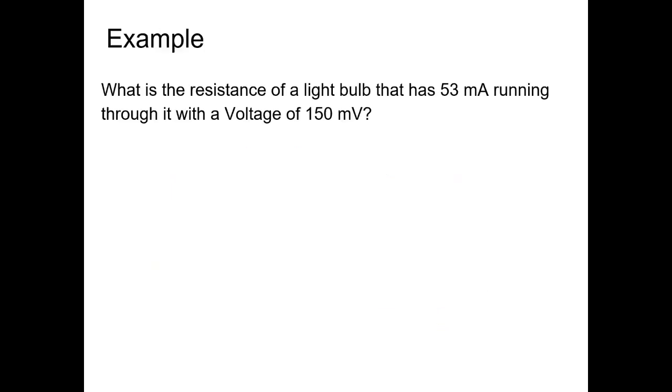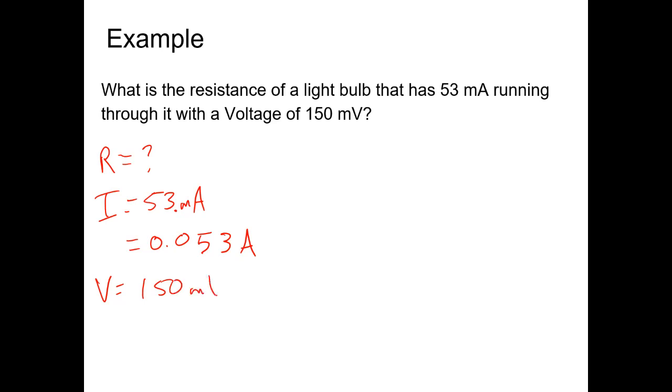Okay, another one. What's the resistance of a light bulb that has 53 milliamps? So our current is 53 milliamps, and milli is moving our decimal place 3 times: 1, 2, 3, so let's put 0.053 amps, with a voltage of 150 millivolts. Again, we'll move our decimal place 3 times for the milli. The amount of voltage would be 0.15 volts.